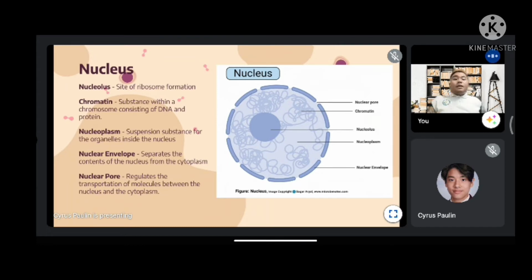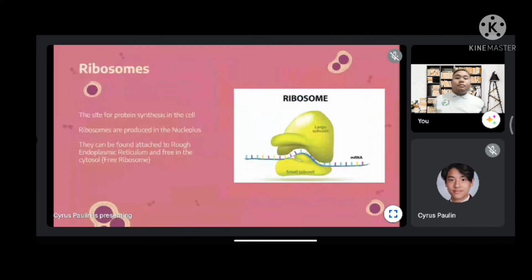nucleus and cytoplasm. Next, we have here the ribosome, the site for protein synthesis in the cell. Ribosomes are produced in the nucleus. They can be found attached to the rough ER or rough endoplasmic reticulum, and freely in the cytosol, what we all know as free ribosomes.